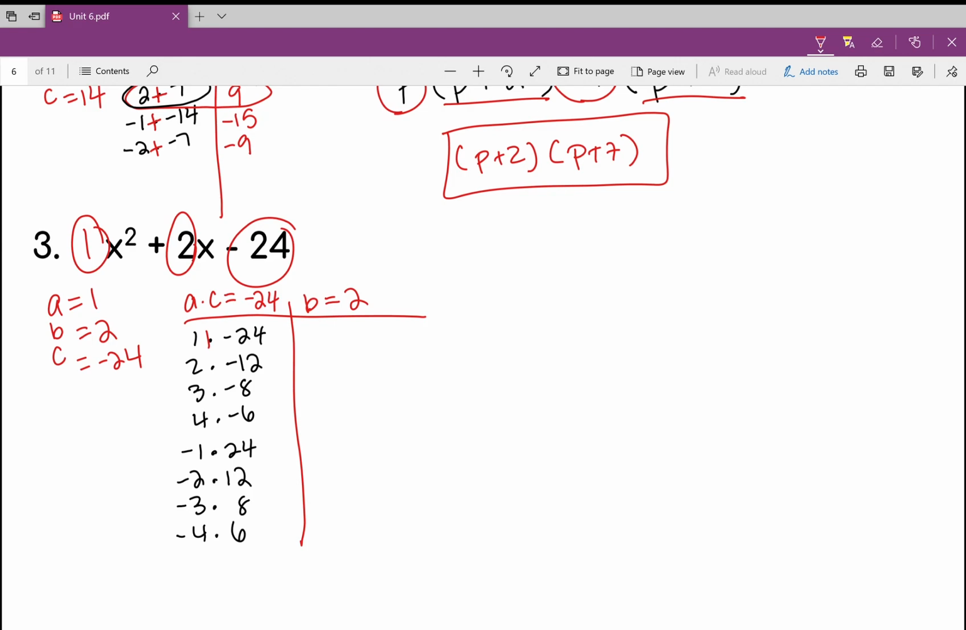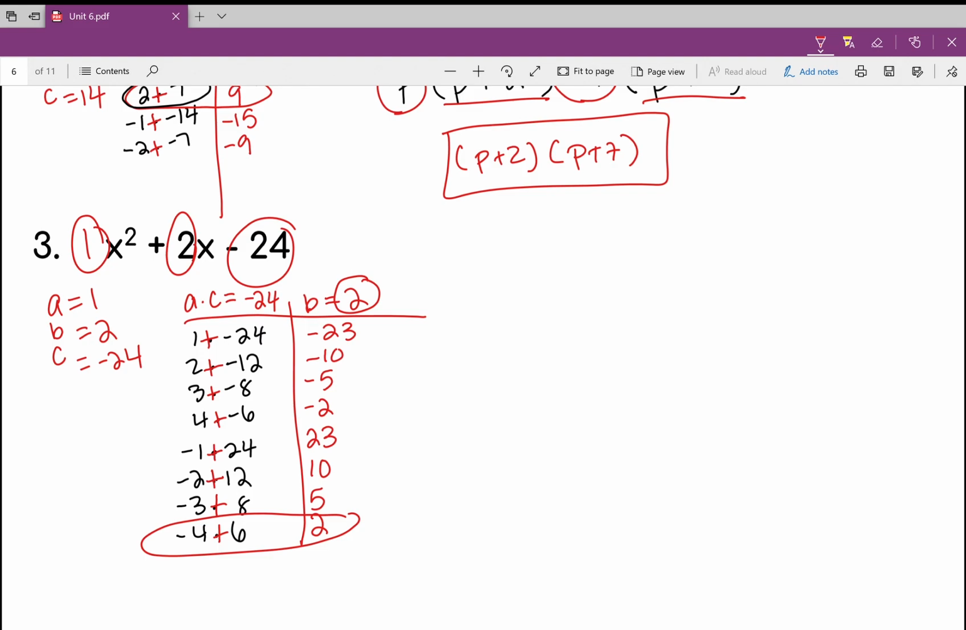So now I add them. 1 plus negative 24 is negative 23. 2 plus negative 12 is negative 10. 3 plus negative 8 is negative 5. 4 plus negative 6 is negative 2. Negative 1 plus 24 is 23. Negative 2 plus 12 is 10. Negative 3 plus 8 is 5. And negative 4 plus 6 is 2. So remember, we're finding the one that matches our b value, and the only one that matches our b value is this last one, negative 4 and 6.